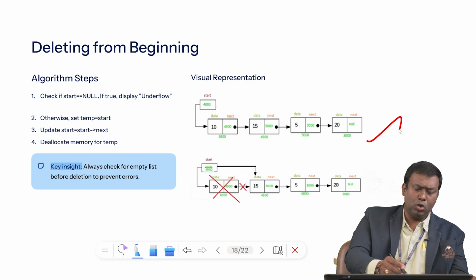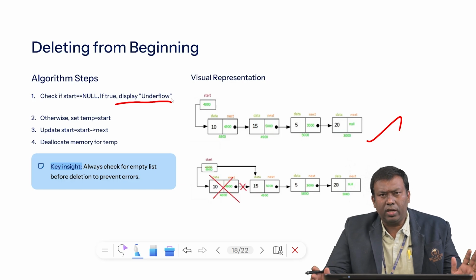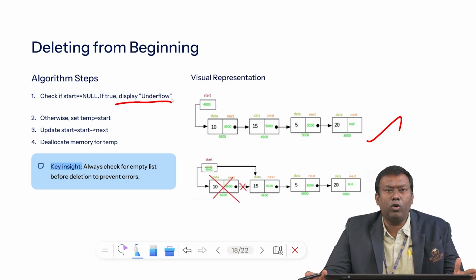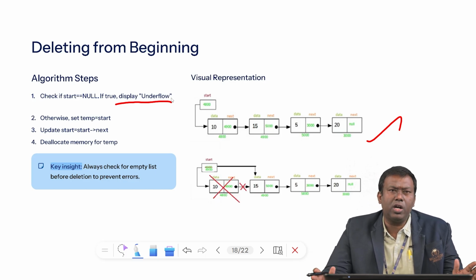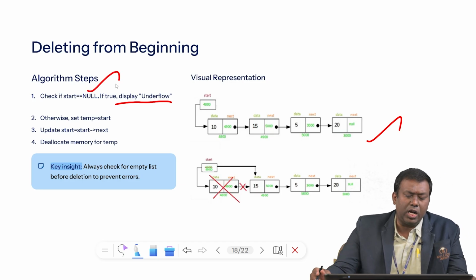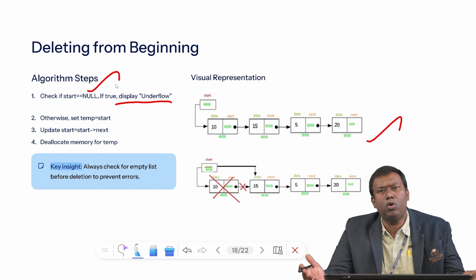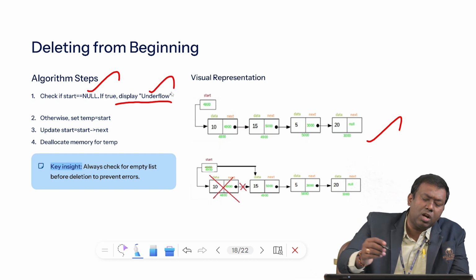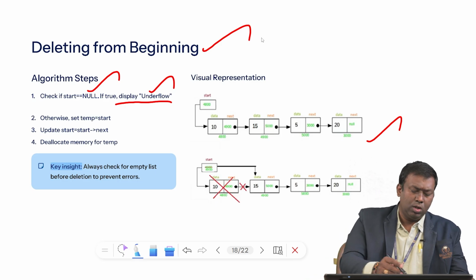Now what do we do? In order to avoid errors, especially what I can call a runtime error, we need to check the underflow condition in case of deletion. So this is a very important condition we need to check in all the cases. So if we check start equal to null, that means the list is empty. If the list is empty, there are no more nodes to delete. So we say that it is an underflow condition. Now what we need to do? So here the consideration is deletion from the beginning.